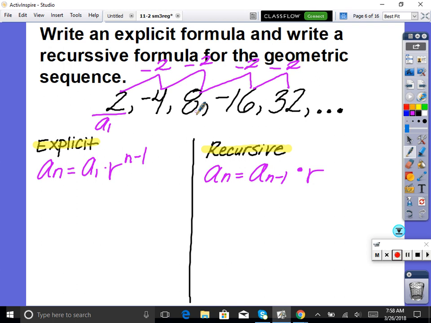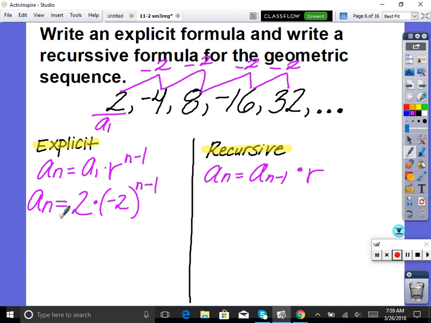Okay, cool. So here we go. Explicit formula: a sub n is equal to a sub 1, we're starting with 2, then we're going to times by negative 2. We've got to use parentheses because that's negative. So it's going to be negative 2 raised to the n minus 1. This is leaving it general because now we can plug in and find any term. If I say find the 10th term, you plug in 10, correct? If I say find the 100th term, you plug in 100.